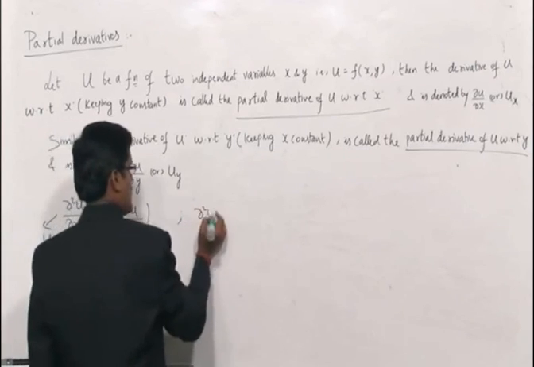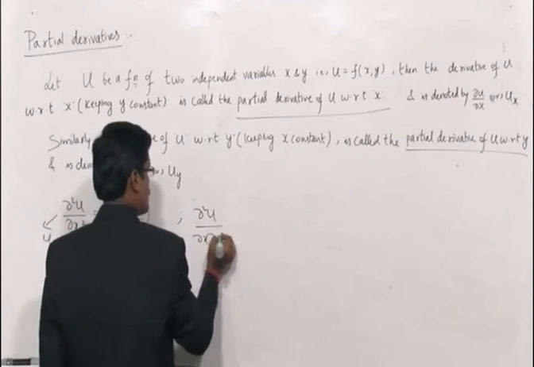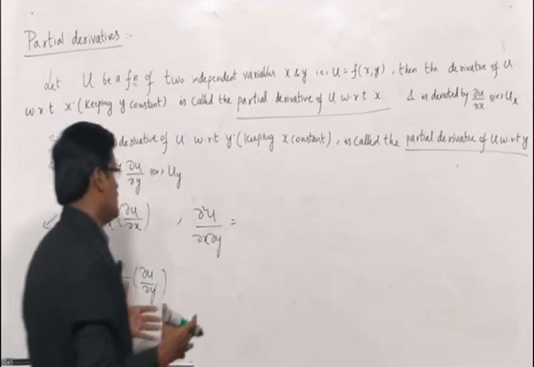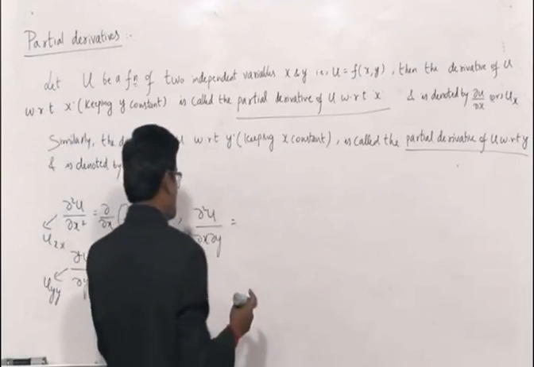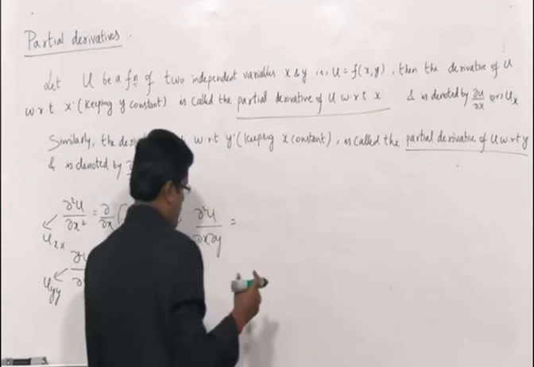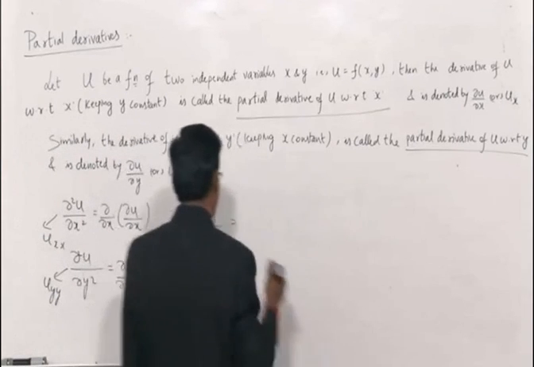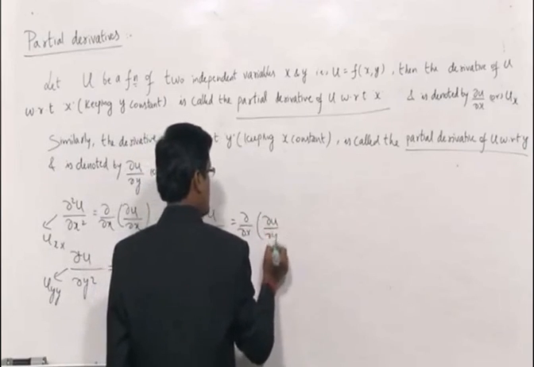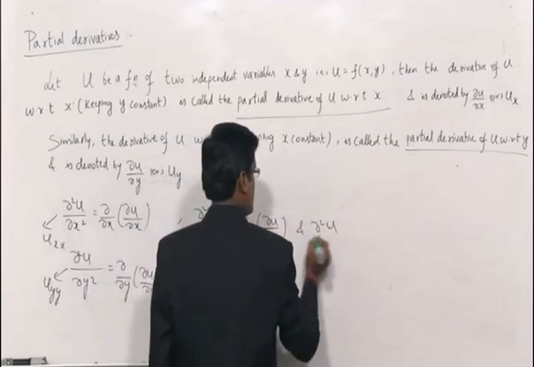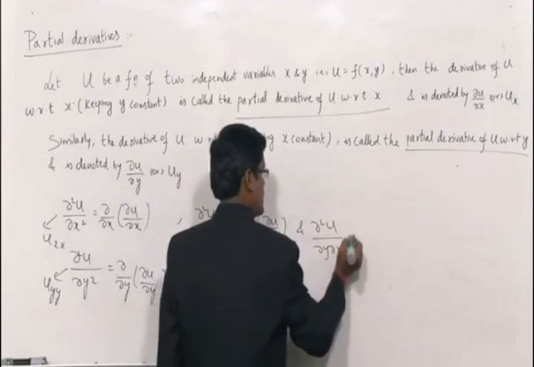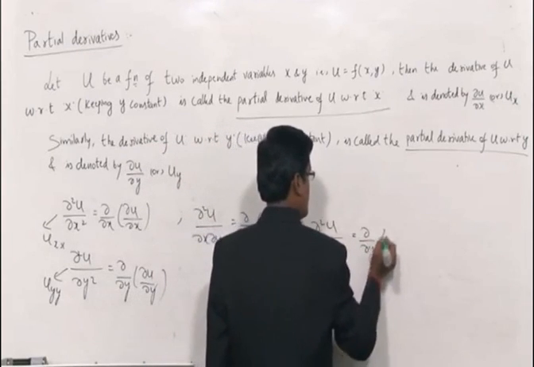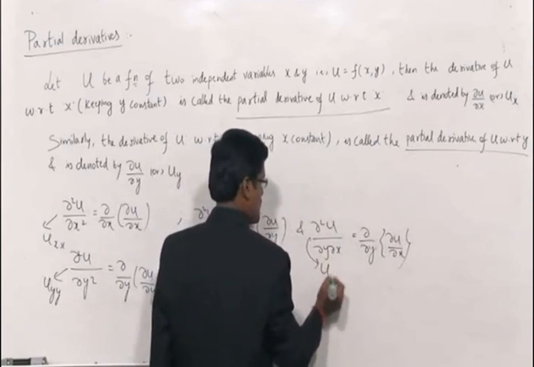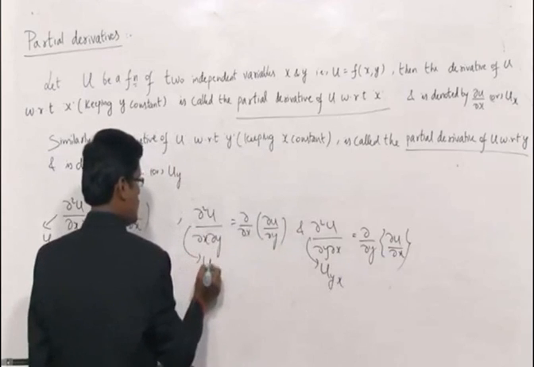Here del square u by del x del y, that is dou square u by dou x dou y, is del by del x of del u by del y. Depending on the region, some people pronounce it as dou, some people pronounce it as del. And del square u by del y del x is equal to del by del y of del u by del x. This is represented as u suffix y x, and the former as u suffix x y.